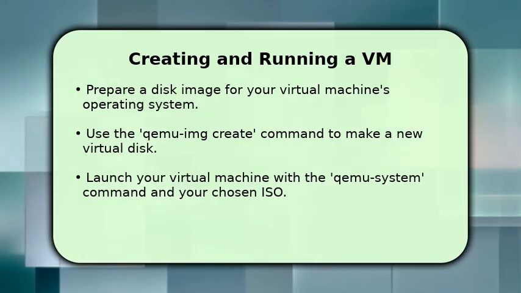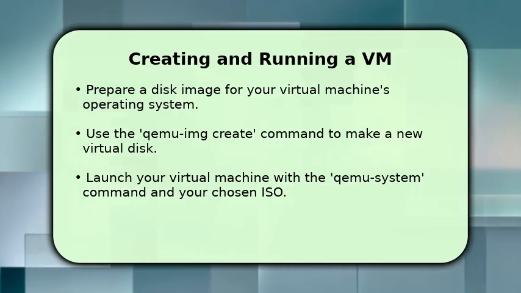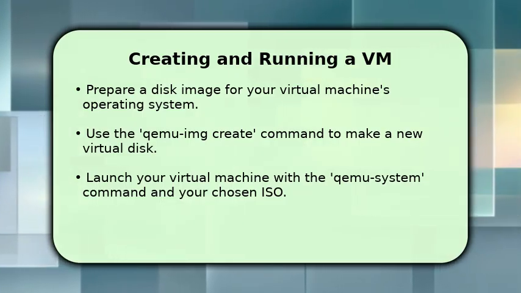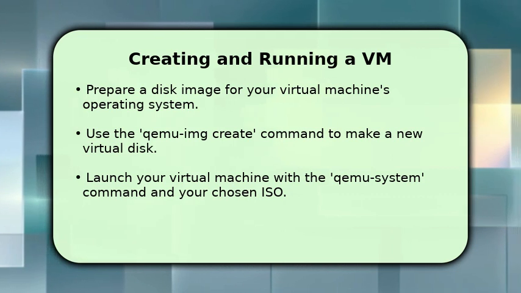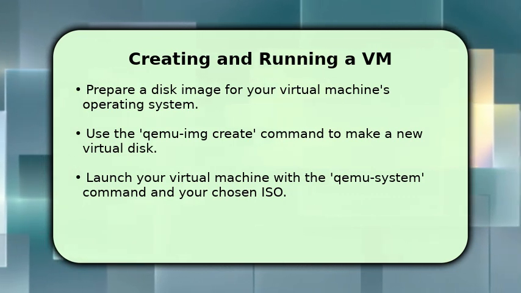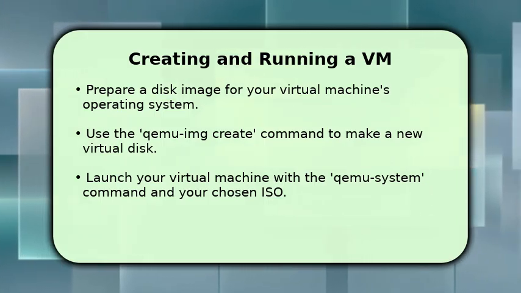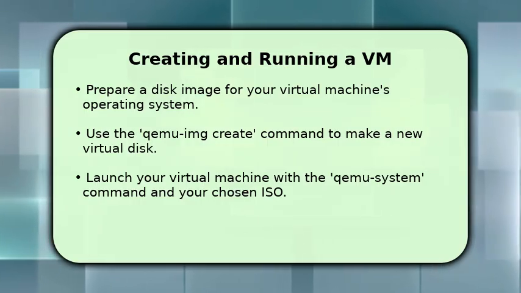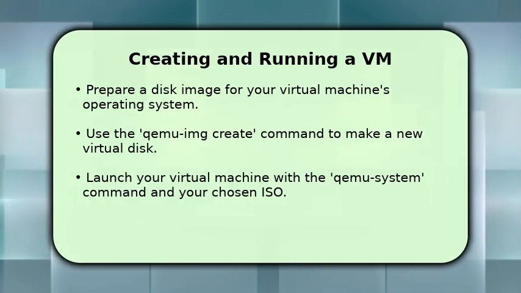First, create a virtual hard disk using qemu-img create -f qcow2 myVMdisk.qcow2 20G for a 20 GB disk. Then, launch the VM with a command like qemu-system-x86_64 -m 2G -cdrom /path/to/your/os.iso -hda myVMdisk.qcow2 -boot d. This allocates 2 GB of RAM and boots from the ISO to install your operating system.